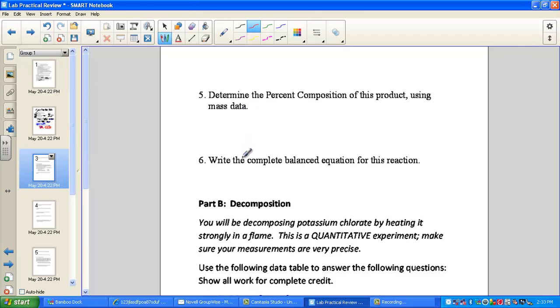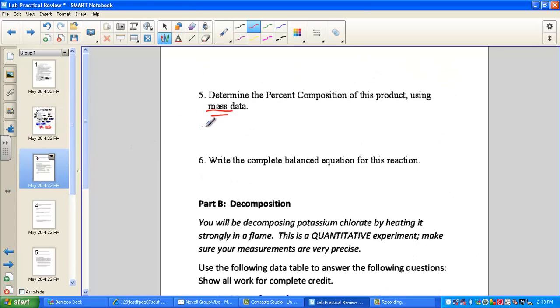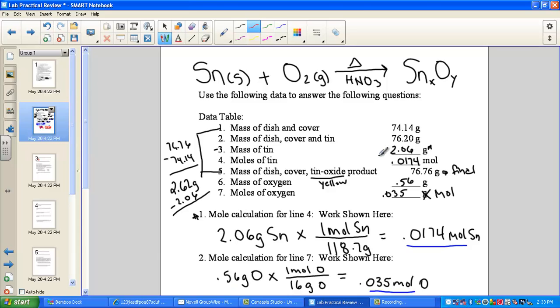Well, I should have noticed there's 2 more questions. I'm sorry. Let me finish processing before you pause. To determine the percent composition using your mass data, I need to go back to my data table. Here we had 2.06 grams of tin. I'm going to record that. From the data table, we recorded 2.06 grams of tin. And from the data table, 0.56 grams of oxygen.